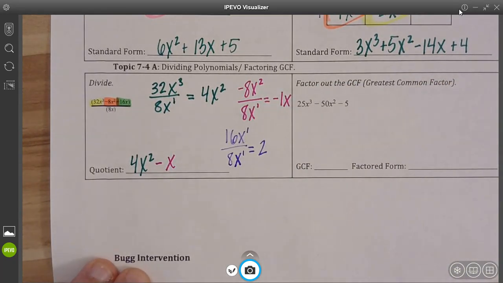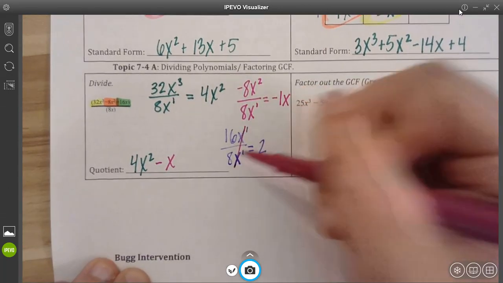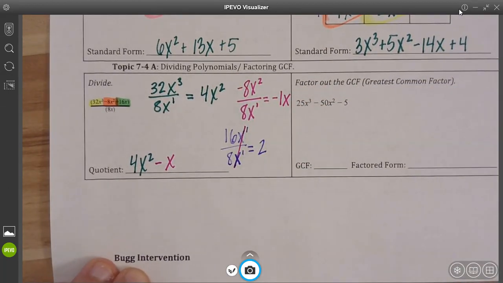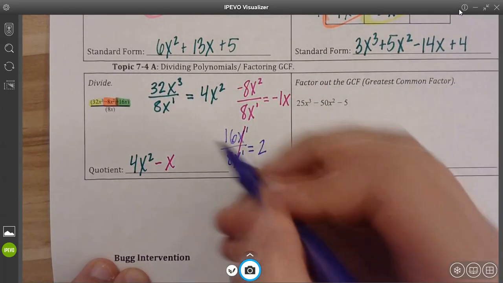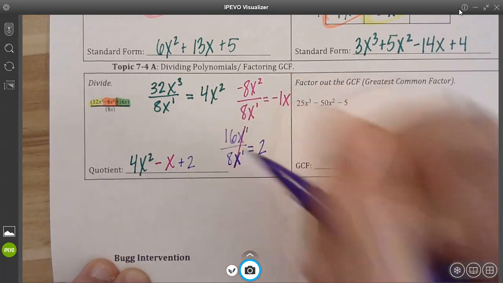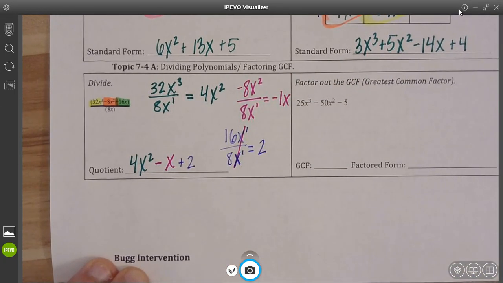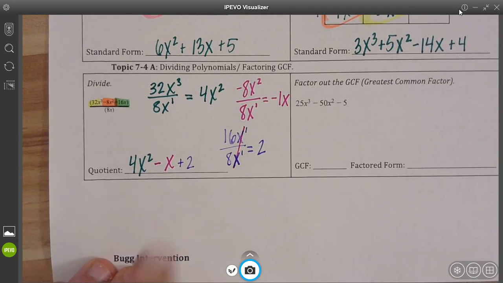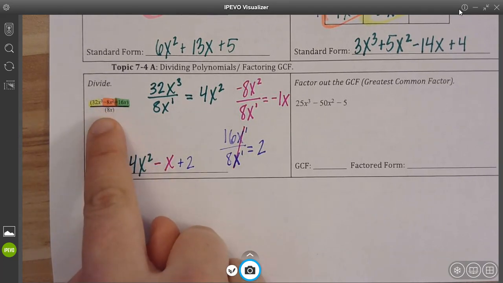Sometimes you might see your teachers cross these x's off. They cancel each other out. So I'm just going to have a positive 2 at the end. So it's going to be a plus 2. Now, what we did was we divided by the greatest common factor between my three terms, the 8x.